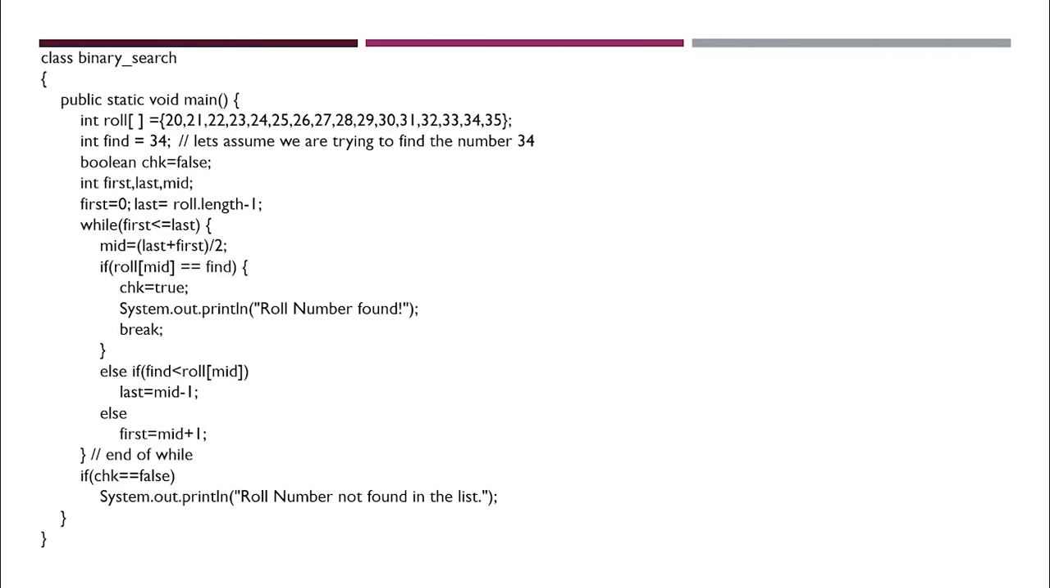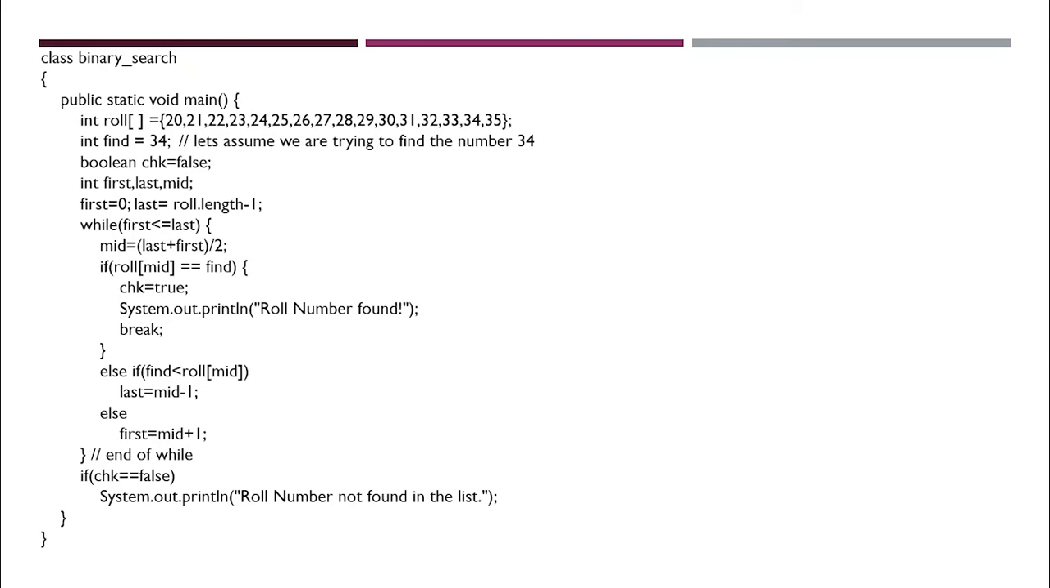Now, as long as first is less than or equal to last, and this first less than or equal to last is important. It has to be less than or equal to and not just less than, because if it's not, then we might miss an iteration. And in certain cases, it does result in errors. So remember to always keep it as less than or equal to. Now remember to give the value of mid inside of the while loop, because the value of last and first keep changing. If roll[mid] is equal to find, then we set the value of check equal to true.